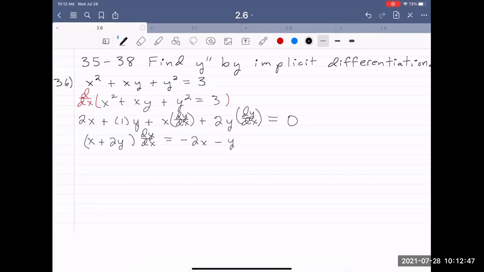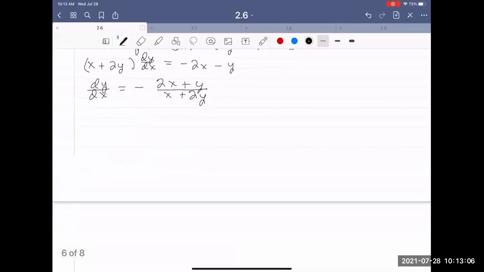And now let's solve for dy dx. So let's divide both sides of my equation by x plus 2y. So that's the first derivative. Now let's find the second derivative.